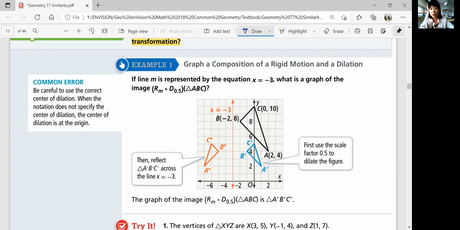What do you do first? We learned the notation, how to read a notation in the transformation section. What do you do first? Do you do the rotation, the reflection first, or the dilation first?